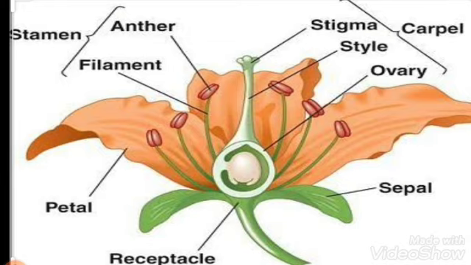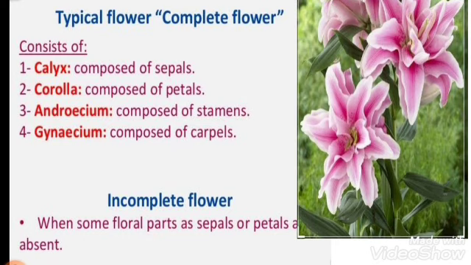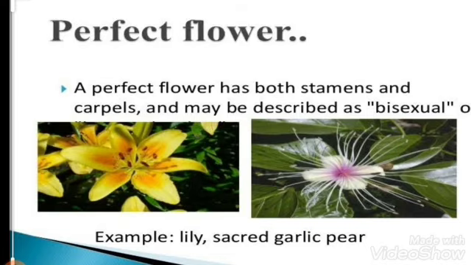Now we will study the difference between complete and incomplete flowers. The flower having all four whorls, that is calyx, corolla, androecium and gynoecium, is called a complete flower. While a flower which lacks one or more whorls, that is any of the whorls is absent, is termed an incomplete flower. A complete flower is also known as a perfect or typical flower.